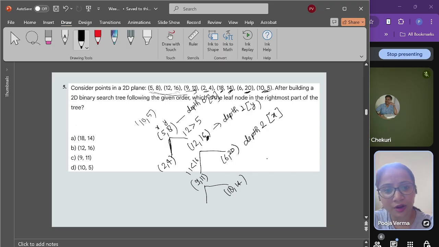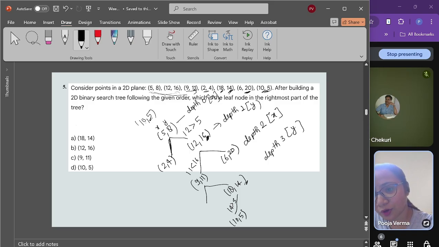Now again in depth 3 we need to compare based on the y value. Here the y value is 5 and here the y value is 14. Since 14 is greater than 5, it will come to the left side. Okay, 10, 5. If it is less than, then it will come to the other side. So this is the 2D binary search tree for this given order.